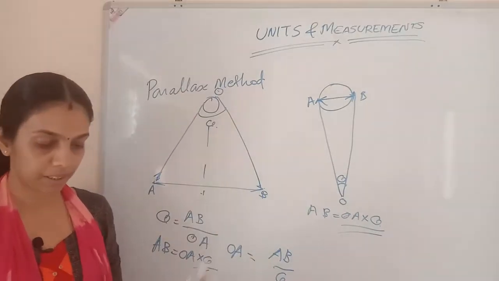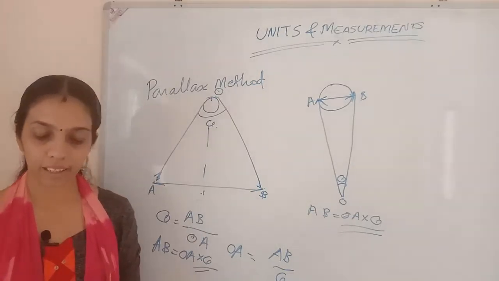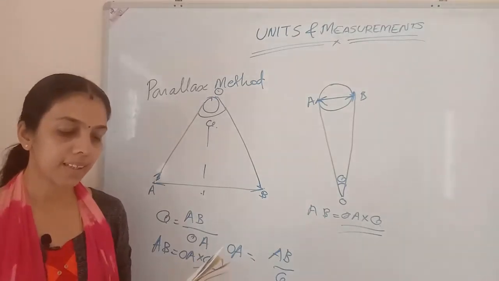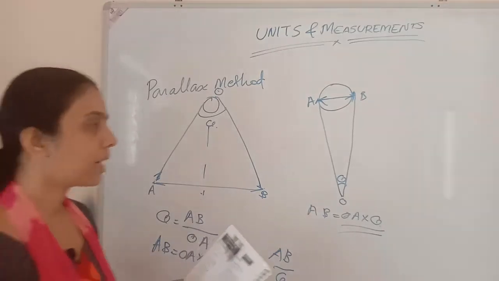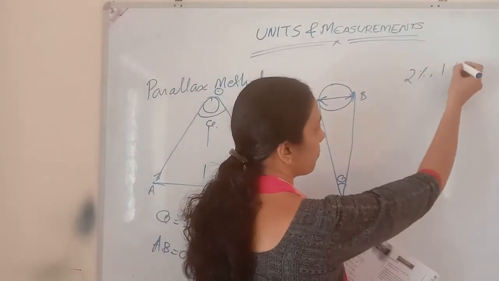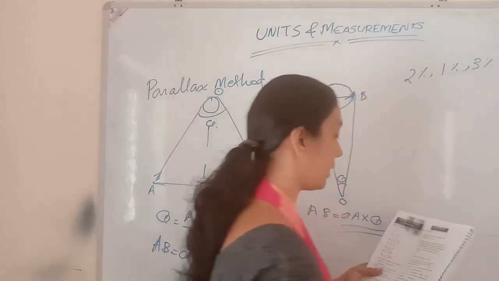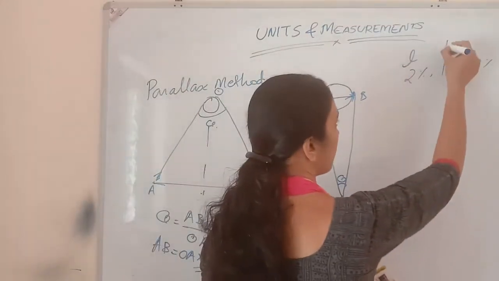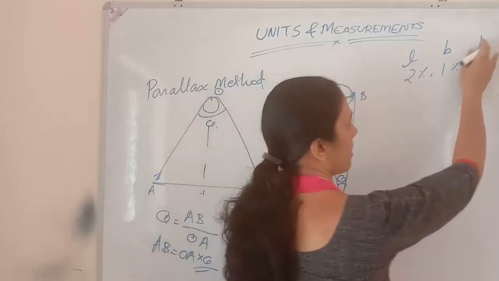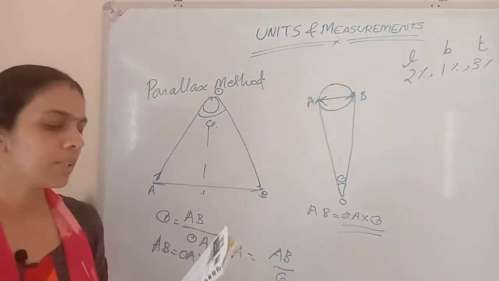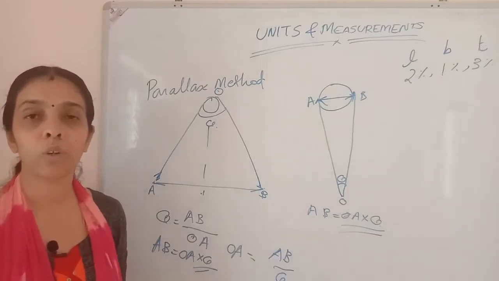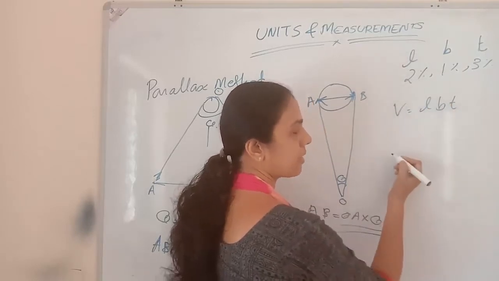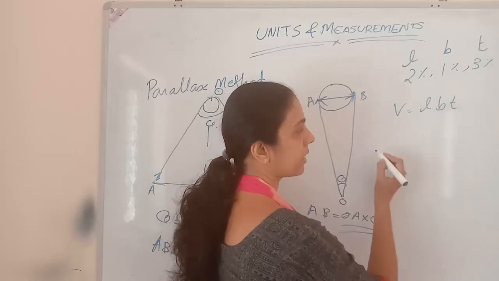That's the parallax method. The next question: the length, breadth and thickness of a block are measured using vernier calipers. The percentage errors in the measurements are 2%, 1% and 3% respectively. Estimate the percentage error in its volume. So length, breadth, and height, or thickness; only thickness is given. We should find out the percentage error in the volume. Volume equals L B H; since it is thickness, I am taking it as L B into T.